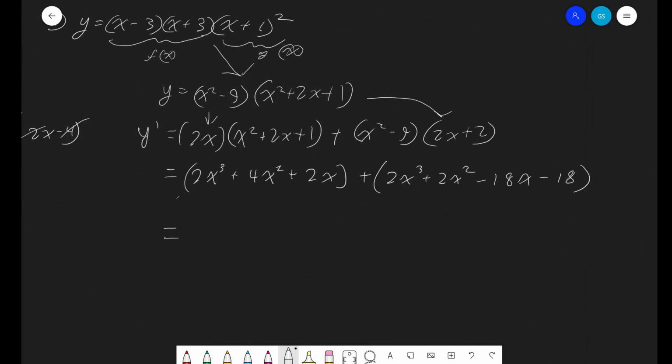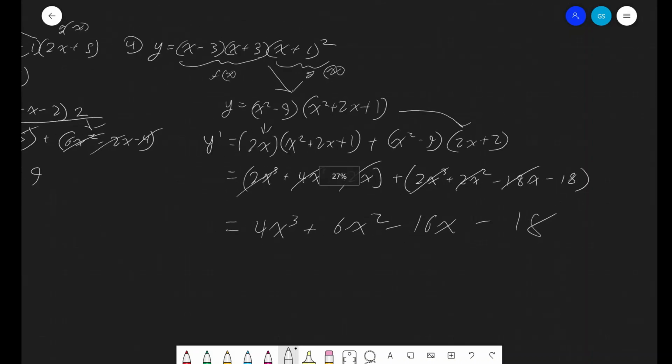Okay, we add them all up. 2x cubed plus 2x cubed, 4x cubed. 4x squared plus 2x squared, that becomes 6x squared. 2x minus 18x is negative 16x, and then minus 18. So 4x cubed plus 6x squared minus 16x minus 18. That is the derivative of that.